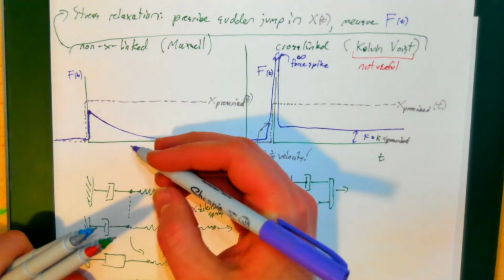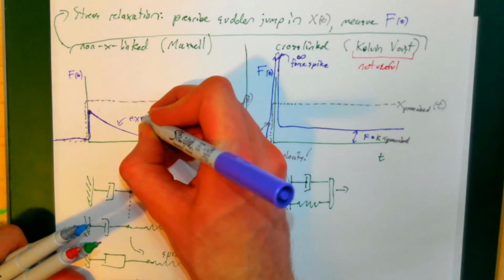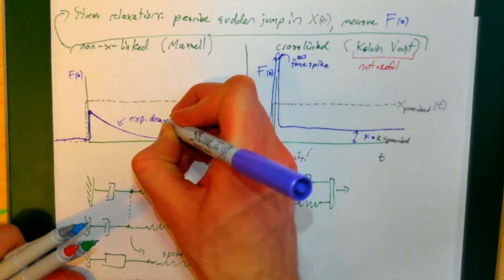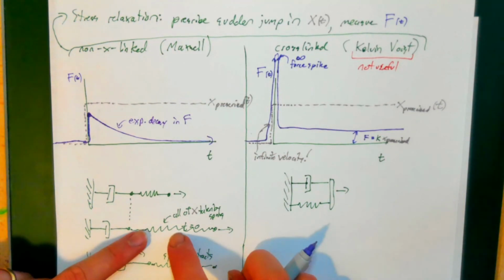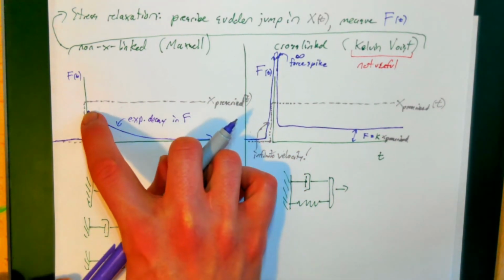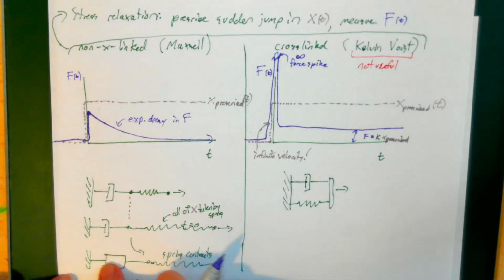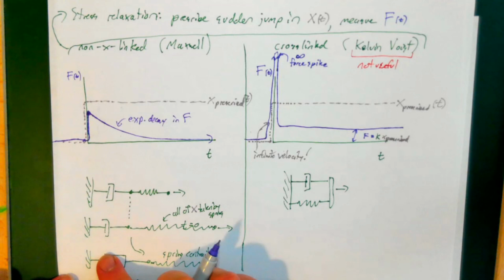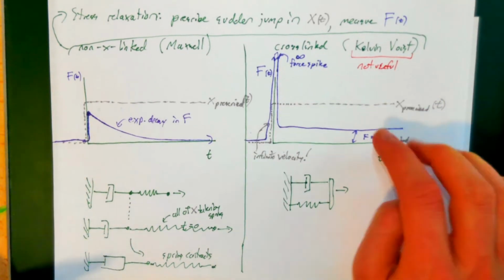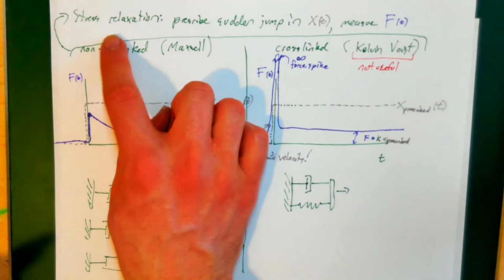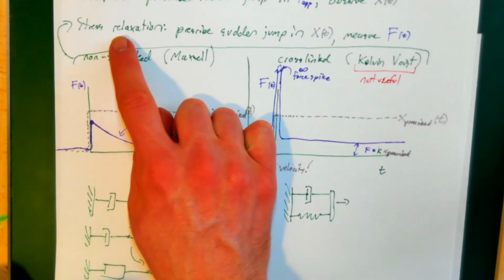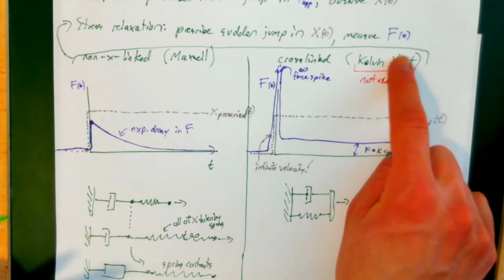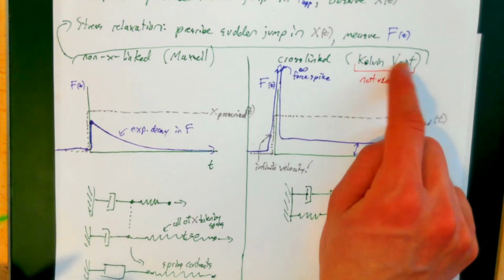If you were to model this mathematically, this ends up being exponential decay in force. So we have some initial maximum force that can be used to calculate the k of the spring, and it turns out that the rate at which this decays is related to b and k, which allows you to determine the b of this dashpot. So what's the deal with stress relaxation? Well, sorry to deprive you of some useful relaxation at the end of this stressful lecture, but it's not very useful for Kelvin-Voigt.